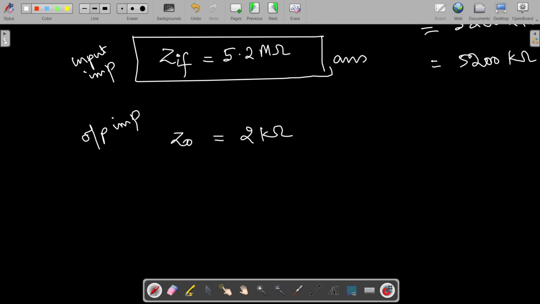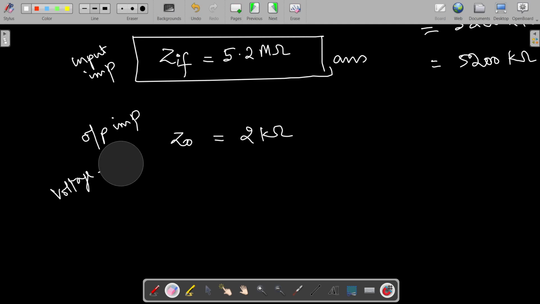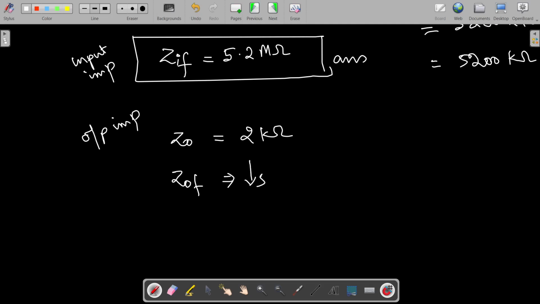At the output side, we have the shunt connection, right? Voltage indicates it is shunt sampling. If you have a current amplifier, current at the output side, then it is series. Now we have voltage, so voltage indicates the shunt connection, that means parallel connection. What happens to Z naught F? It decreases because here we have the shunt type sampling. So if it decreases, you have to divide Z naught by the factor 1 plus AV beta.